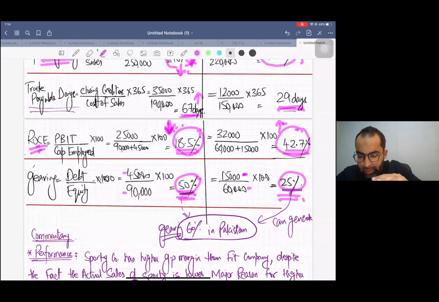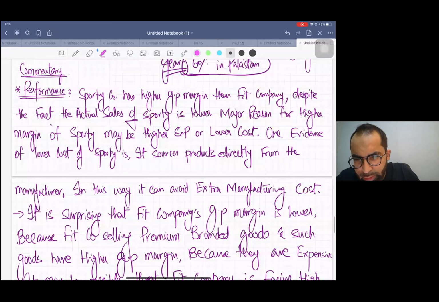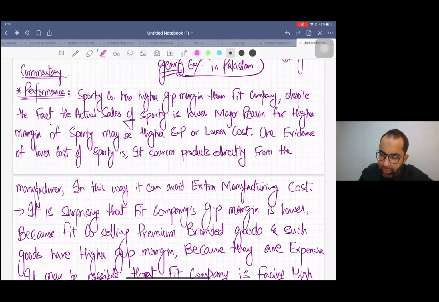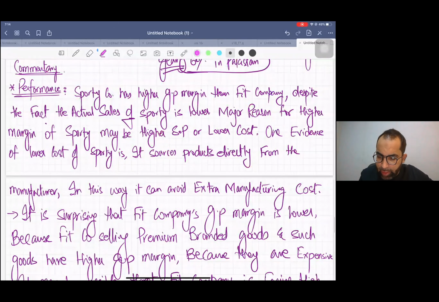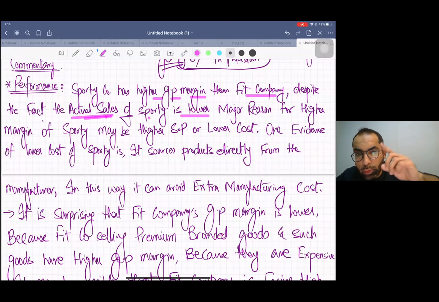Okay, so now, listen, I have just written it for you so that we can save our time. It's not my objective to write in front of you. Now, Sporty company has a higher GP margin than Fit company, despite the fact that the actual sales of Sporty are lower. No need to forget this. You can go and check the question: actual sales of Sporty is just 220,000, and actual sales of Fit company is 250,000.